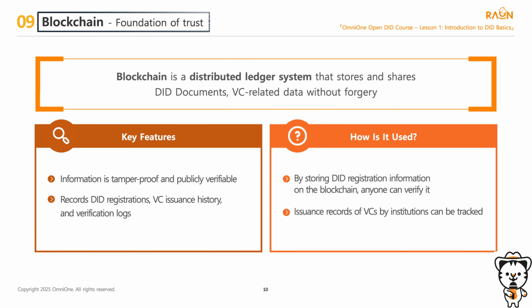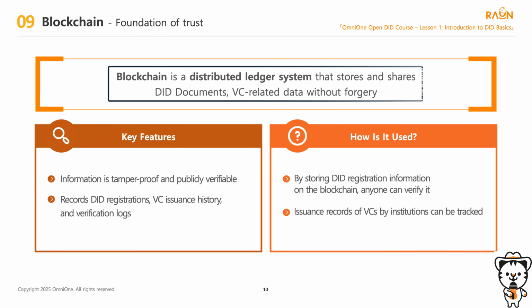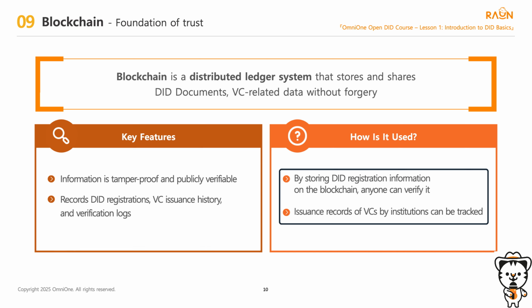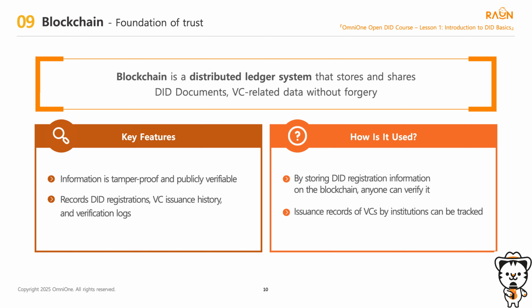Now let's talk about the blockchain. It forms the foundation of trust in this system. Blockchain is a distributed ledger used to securely store and share DID, VC, and DID document data without tampering. Unlike traditional databases, blockchain data is decentralized and created through consensus, which ensures data integrity. Since the data can't be altered, it can be publicly verified. DID registrations, VC issuance history, and verification logs are all transparently stored. This allows anyone to check DID documents, verify digital signatures, and track credential issuance by institutions. Thanks to blockchain, the entire DID system becomes much more secure and trustworthy.